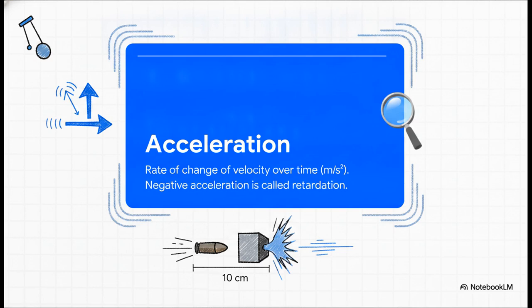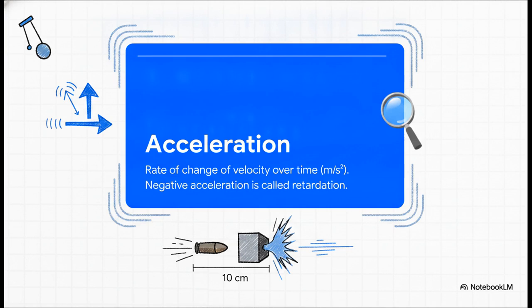But what happens when that velocity actually changes? Well, that is where acceleration comes into play. Acceleration is defined as the rate of change of velocity over time, and we measure it in meters per second squared. Now, if an object is slowing down, its velocity is decreasing, right? In physics, this negative acceleration actually has a specific name.